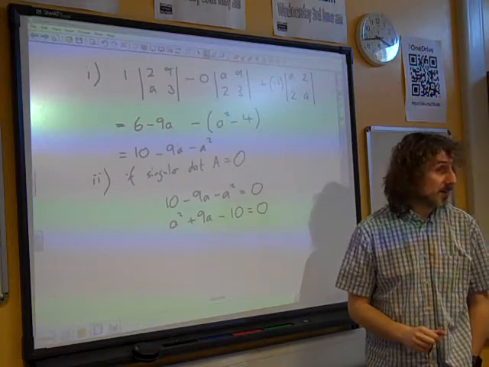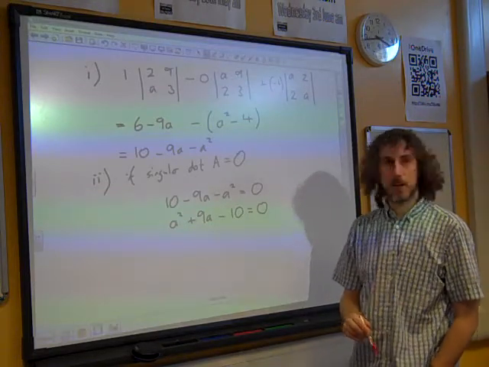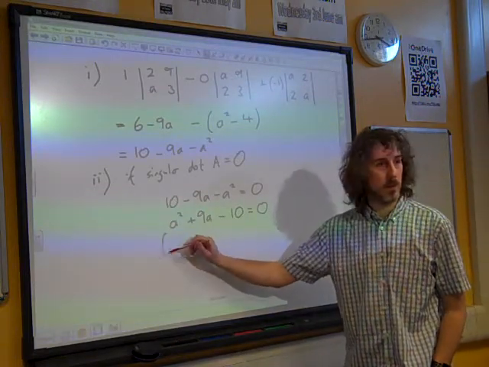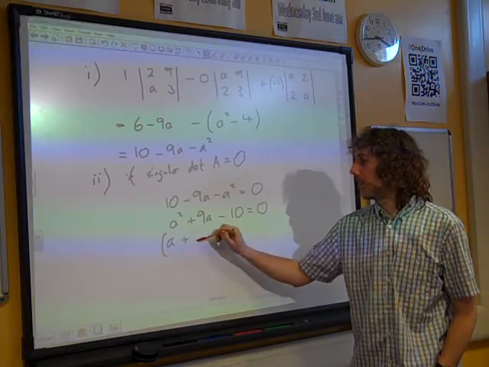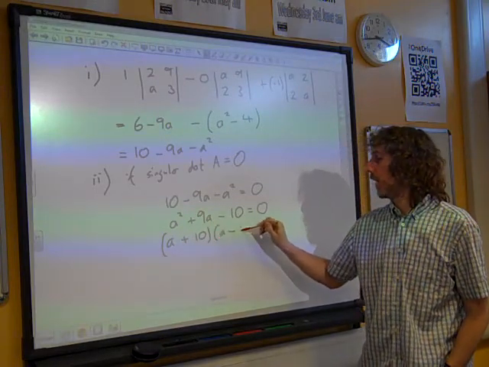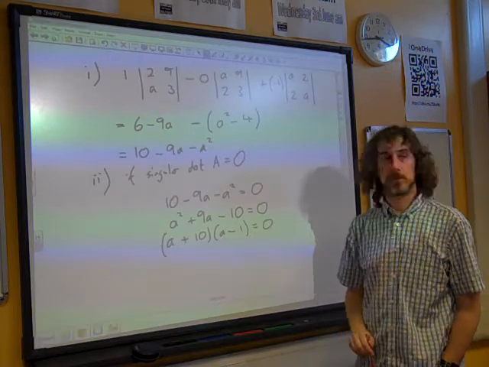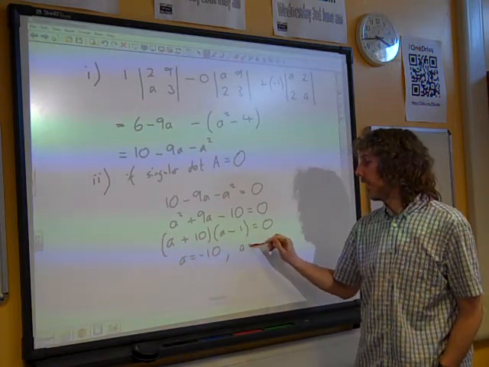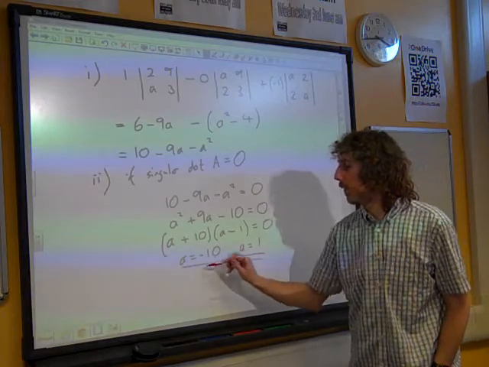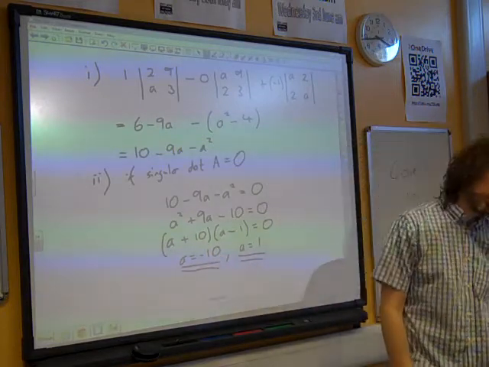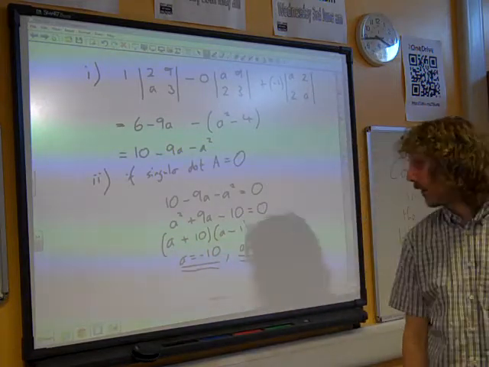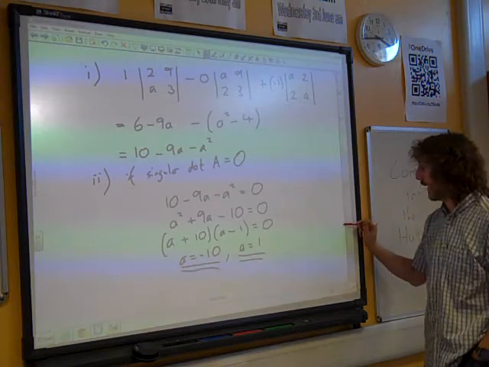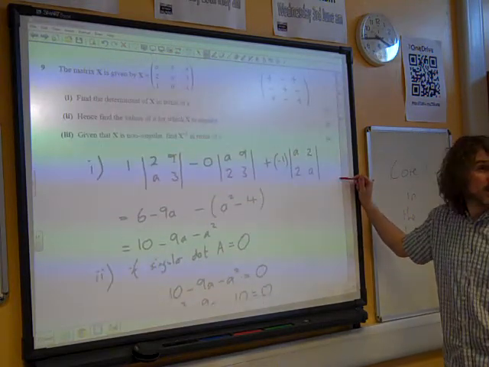And factorise it. 10 and 1. A plus 10, A minus 1. So A equals negative 10, and A equals 1 are our 2 values of A for which it is singular. Brilliant. Another quick 3 marks.